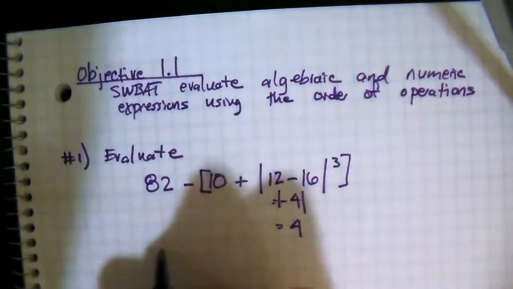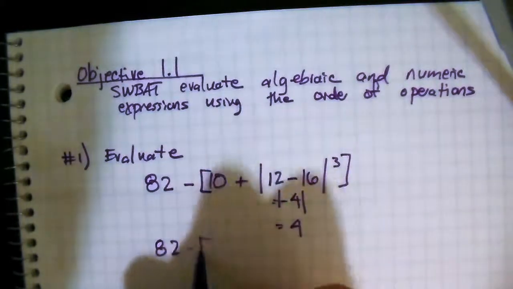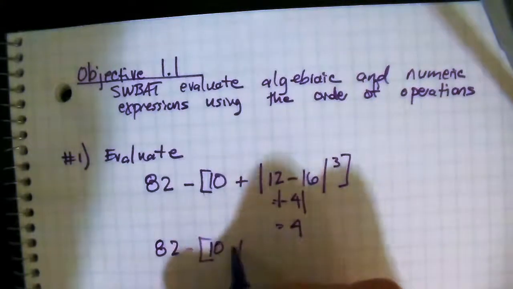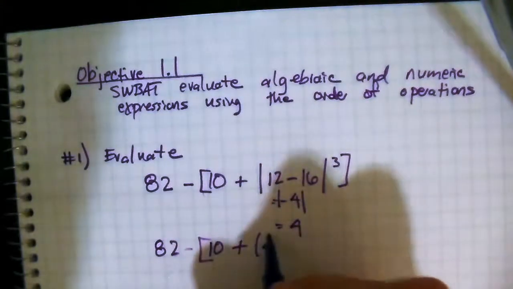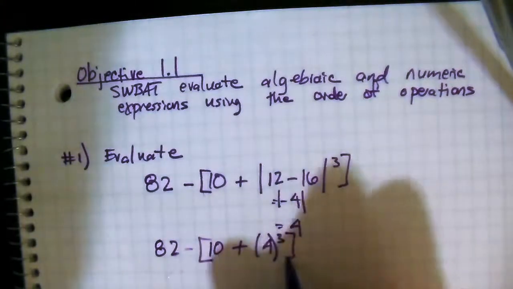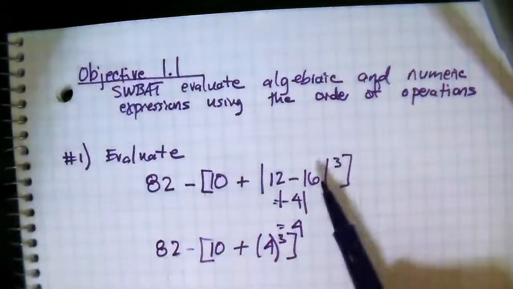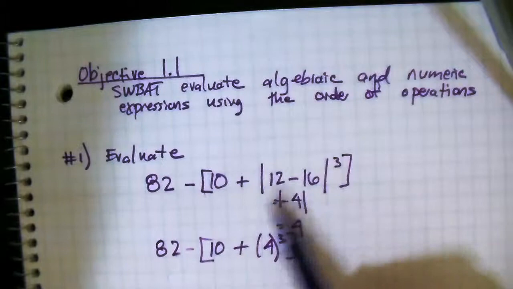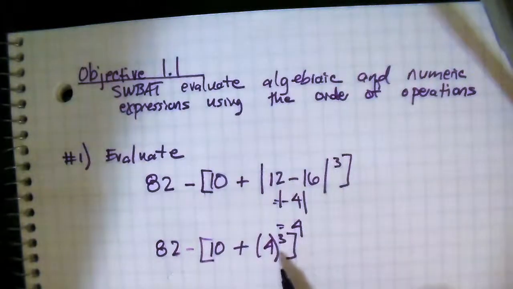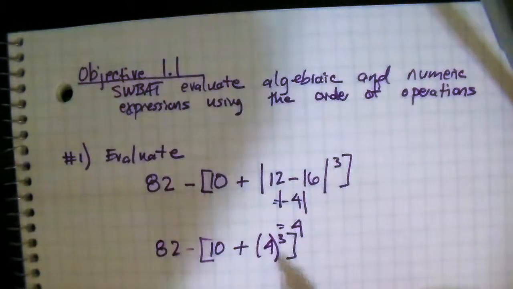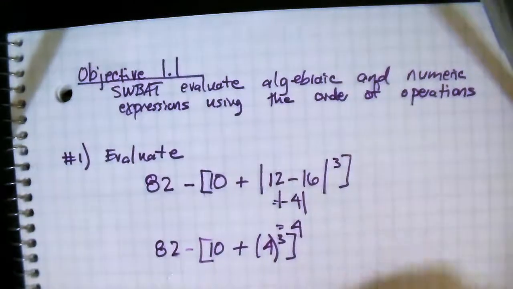So let's rewrite this entire thing as 82 minus 10 plus, now we just have 4 cubed in bracket. Now I just put parentheses here because we've already done the absolute value sign. We did that absolute value operation before. You don't have to have the parentheses, you can just leave it at 4 if you'd like. So now we start again.